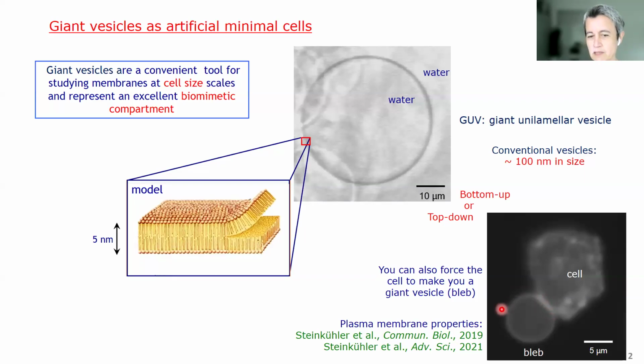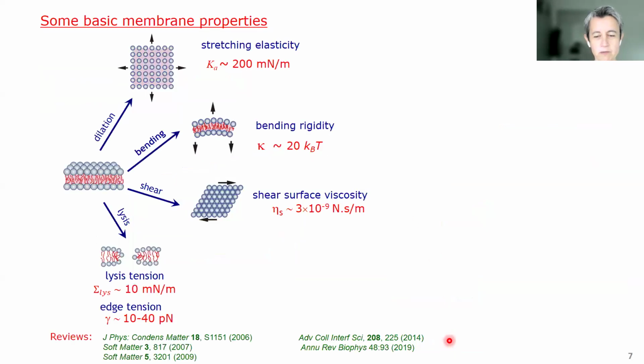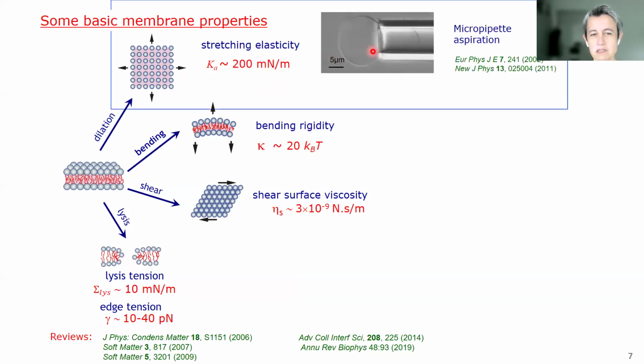You might be surprised to know that the mechanical properties of such giant plasma membrane vesicles are very similar to the mechanical properties of single or two component lipid vesicles, which is to say that the underlying mechanics is set by the lipid bilayer. You can use these giant vesicles to measure properties, and this slide reviews this very briefly. You can measure the stretching elasticity by aspirating giant vesicles in micropipettes, and you get a number which is close to the stretching elasticity of a rubber sheet with the same thickness of 5 nanometers.